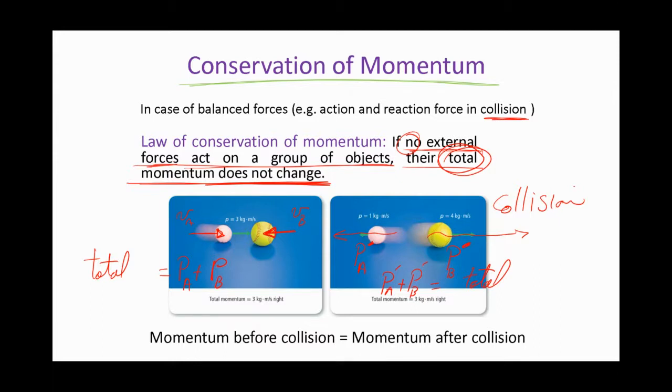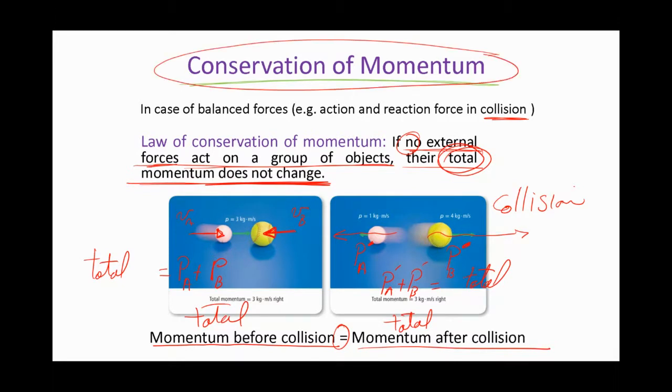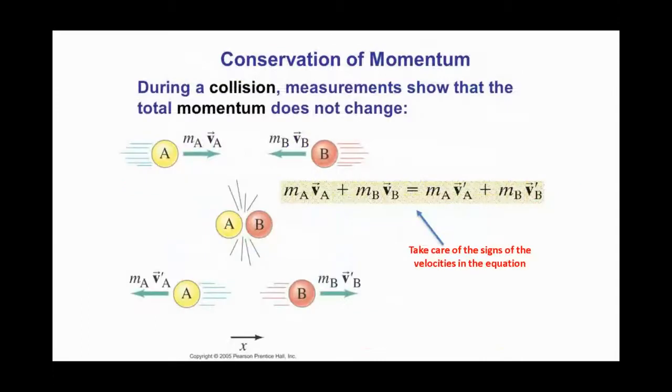The principle says what? The total momentum before collision equals the total momentum after collision. So this is the principle of conservation of momentum. The condition here is what? There must be no friction, no external forces. In this case, the total momentum is conserved. The total momentum does not change. The total momentum before collision equals the total momentum after collision.